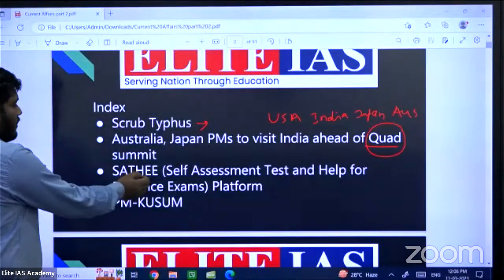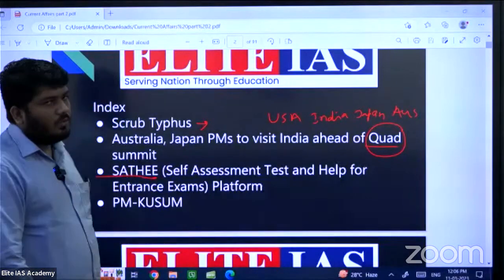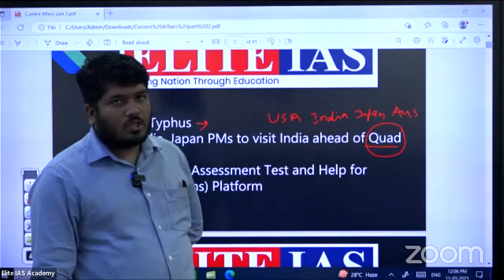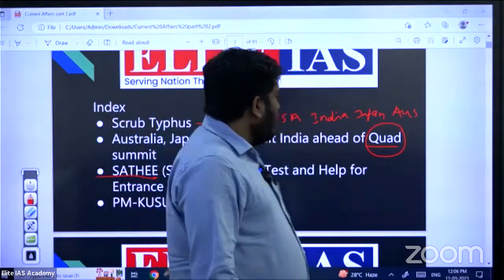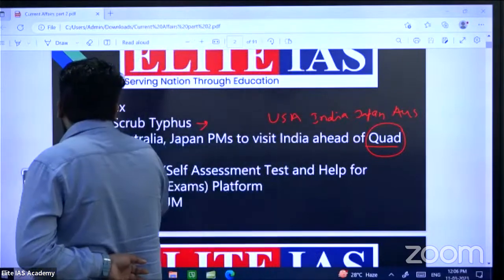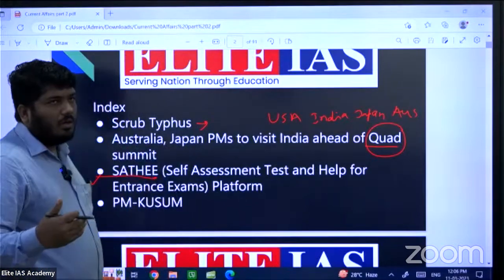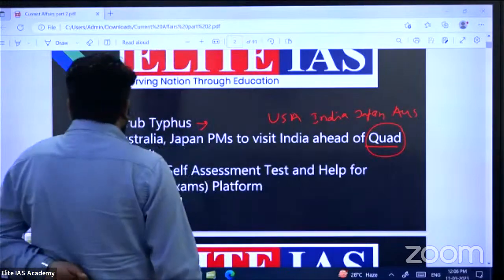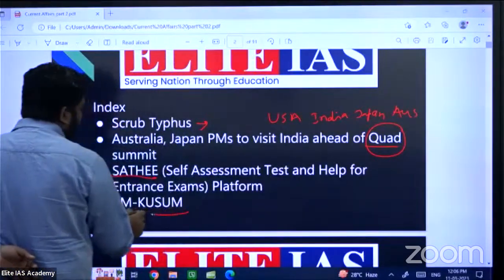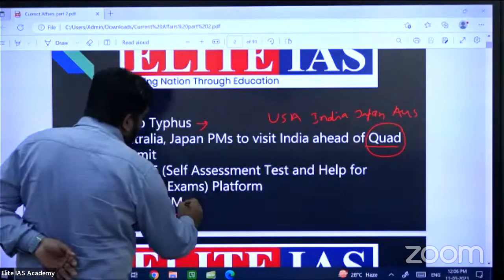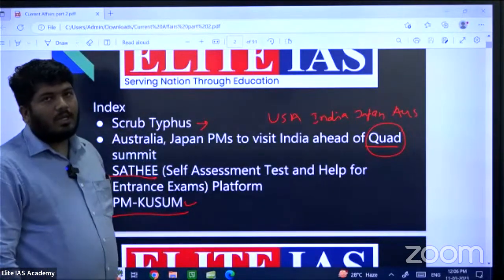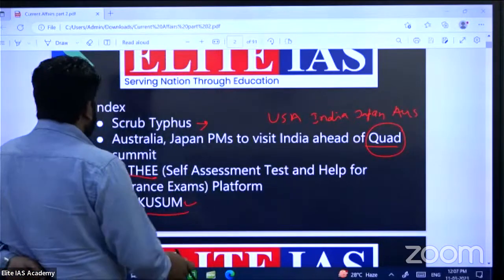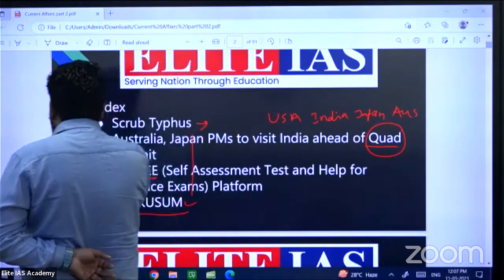Next is about Sathi. It is a test portal. You know that various students cannot afford guidance regarding various coaching programs. So the government has launched this portal for them so that they can get affordable coaching and guidance regarding the exam. Next is PM Kusum. We will read in detail. It is regarding non-conventional sources of energy, that is solar power plants, and schemes about this we will read in this.